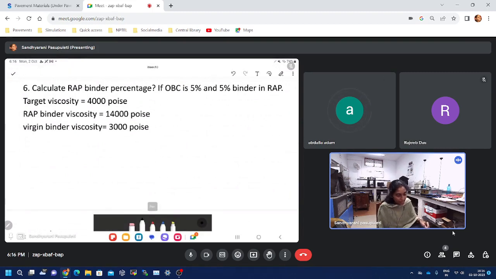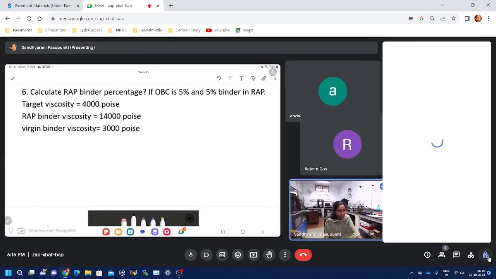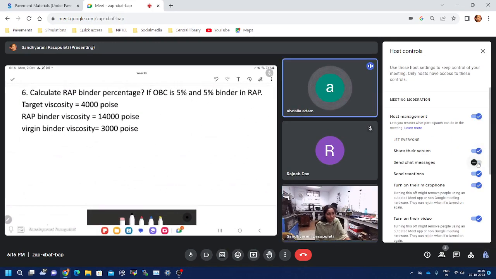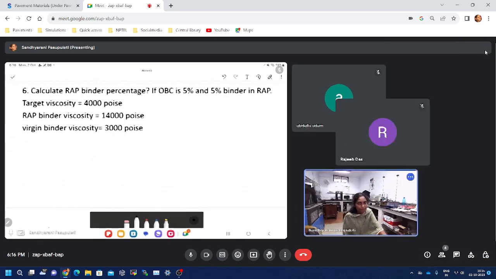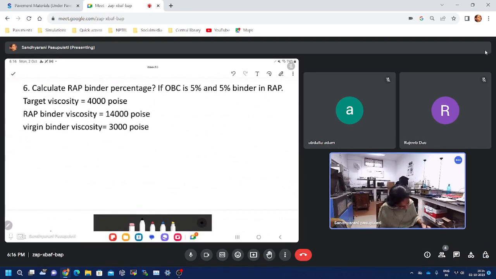Let me draw here the same question. Yeah, question number 7 I will. So if you see the question number 6, they are asking to calculate the wrap binder percentage. So exactly the same thing. This is log of viscosity and this is percentage of wrap and virgin aggregates.